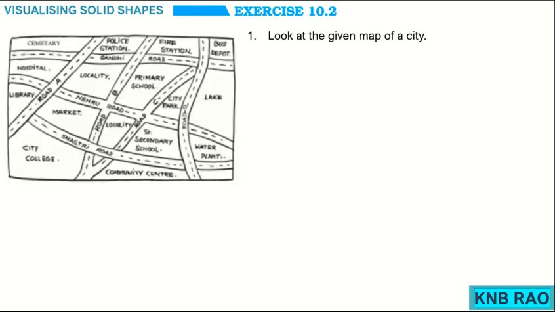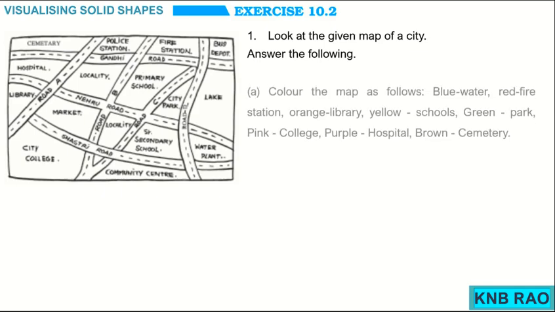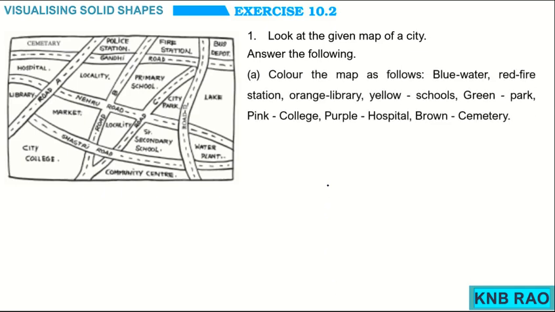Children, look at the given map of a city. Here is the city, and you need to answer the following questions by reading the given map. Question 1. Color the map as follows: blue as water, red a fire station, orange library, yellow schools, green parks, pink colleges, purple hospital, brown cemetery.